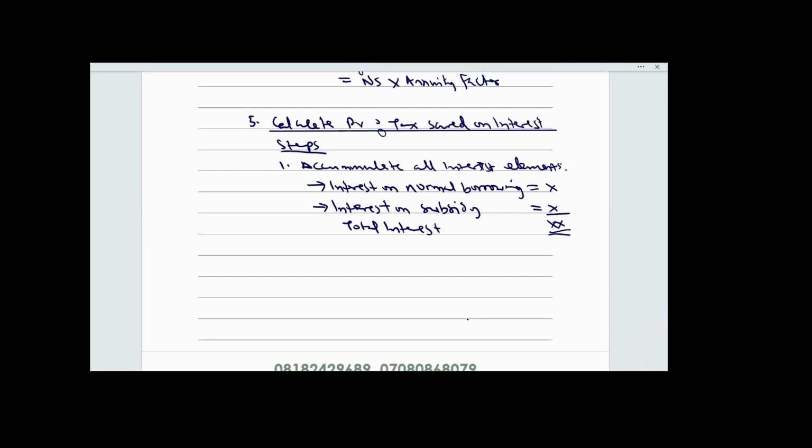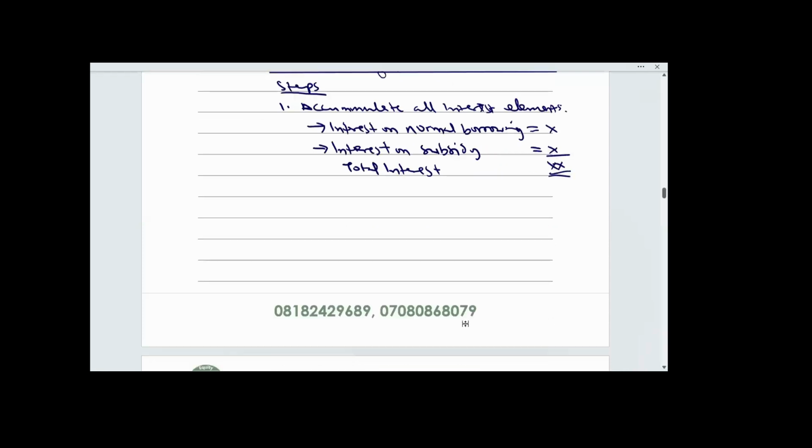How do you get the interest? Just multiply interest rates on normal borrowing with the amount borrowed in the market. Interest rate on subsidy multiplied by subsidy amount. That gives you the interest on that.